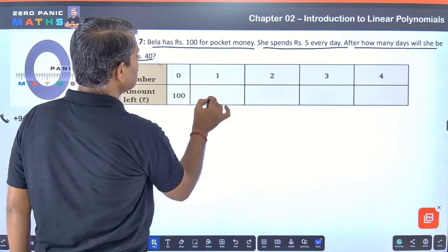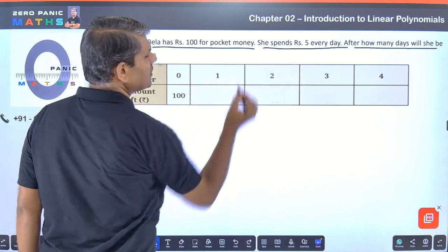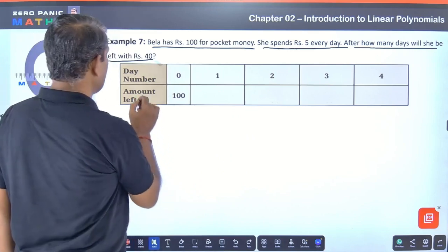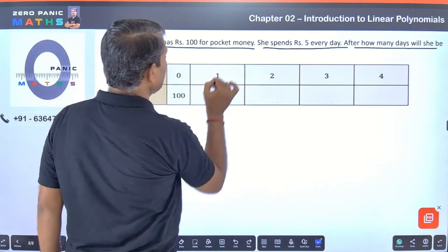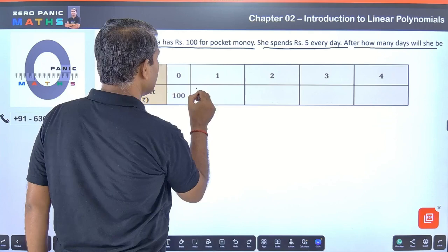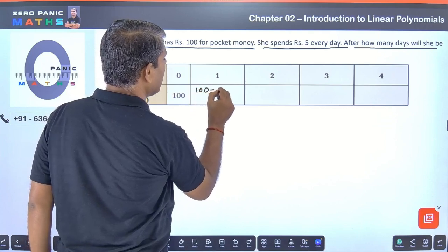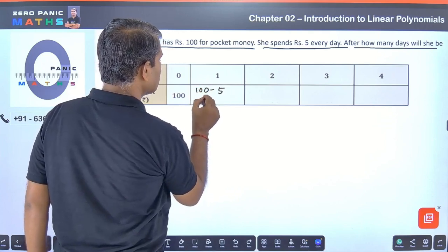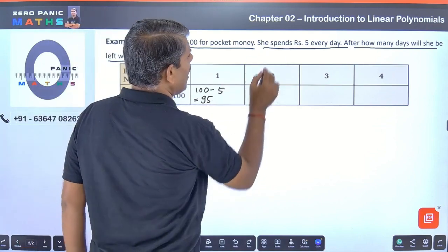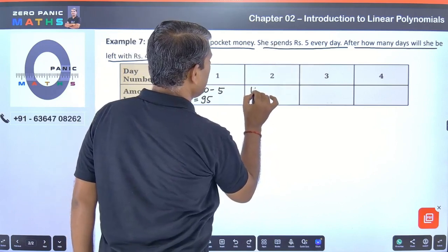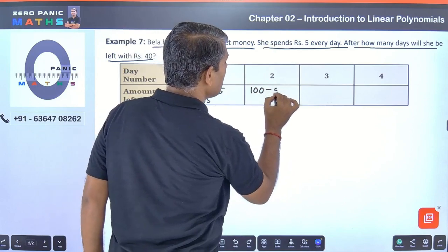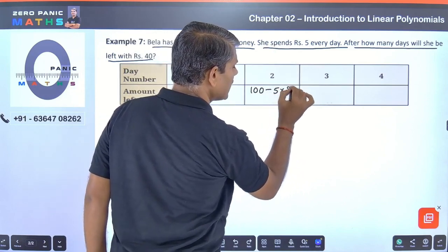On day 1, she spends 5 rupees, because that is the information given in the problem. The amount left at the end of day 1 is calculated as 100 minus 5, correct? It is 95 rupees, right? Now similarly, on the second day she spends another 5 rupees, and we can write it as 5 into 2 on the second day.